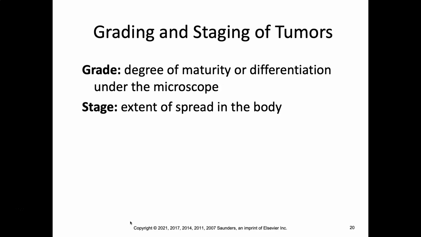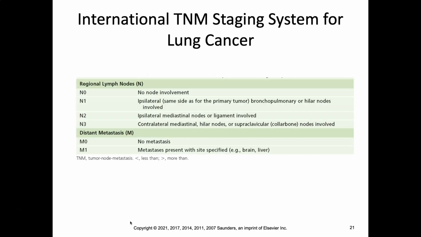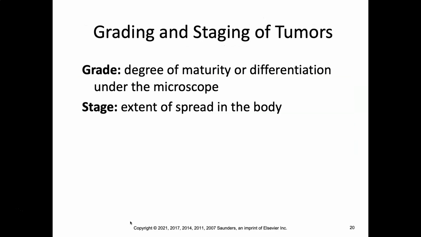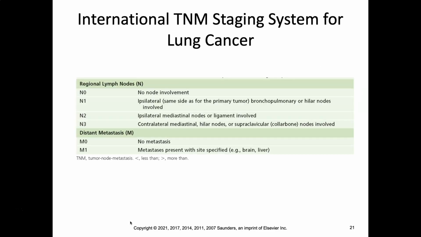I'm trying to remember, well, I guess we'll go see what the grades and the stages are. So this gives you an example for lung cancer, and this is staging. Remember, staging is different than grading. Staging is how far it has spread in the body. So this next one's going to be spread. So if it's not in the lymph nodes, if it's just in the lungs, no lymph nodes, no distant metastasis, it's a stage N0.